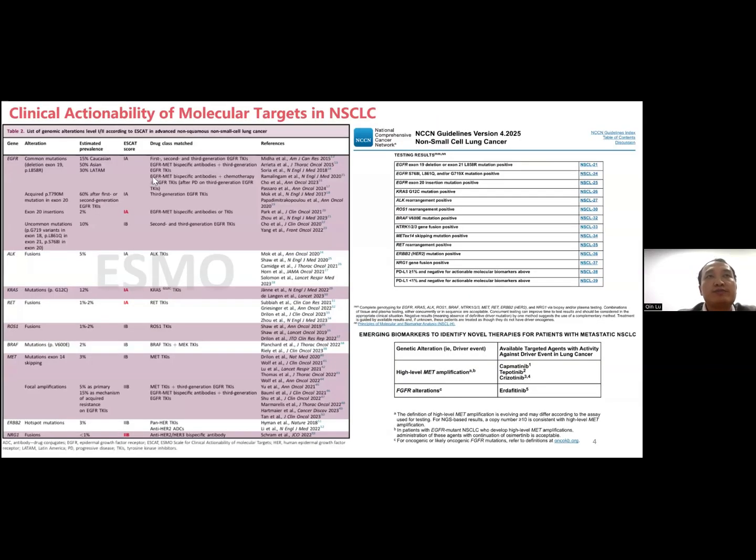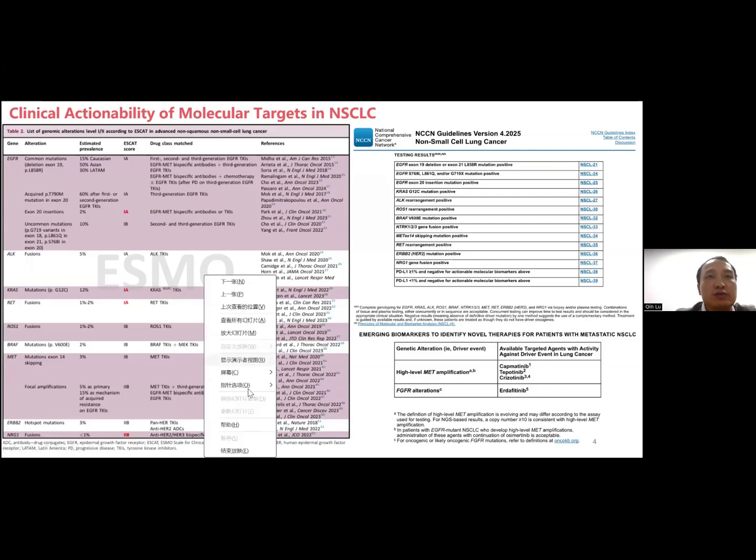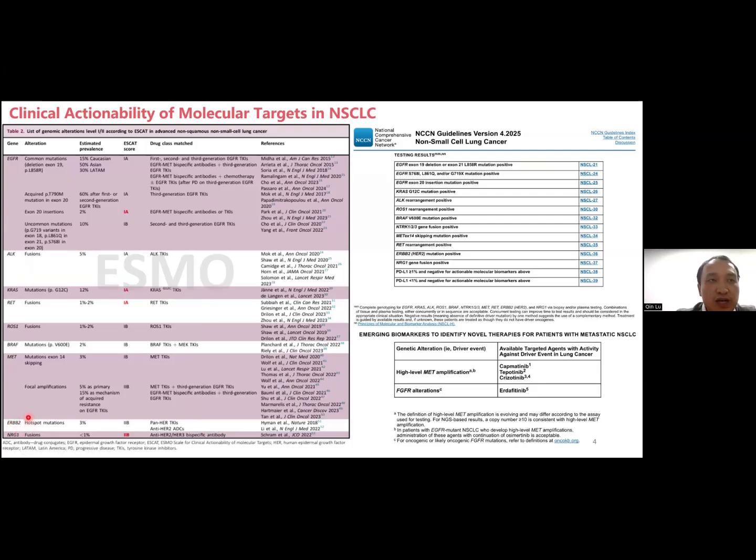And here are some clinically actionable genes for non-small cell lung cancer: EGFR, KRAS, RET, ROS1, and MET, ERBB2, and for a novel target such as NRG1. So these genes should all be covered by the panel. And NCCN also recommended these genes should be covered in non-small cell lung cancer.